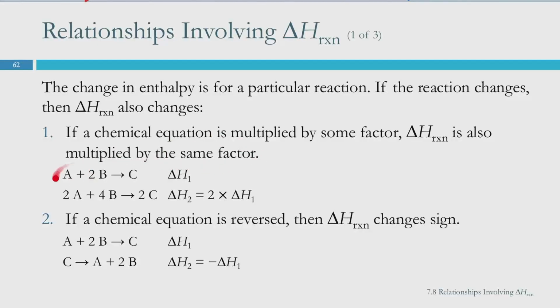So, for example, A plus 2B goes to C. If we double the whole thing, all right, we double it. Now there's a 2 in front of the A. The 2 in front of the B turns into a 4. The 1 in front of the C turns into a 2. And the delta H of this is twice the delta H of the first one. So if you double it, double the heat. If you cut it in half, cut the heat in half.